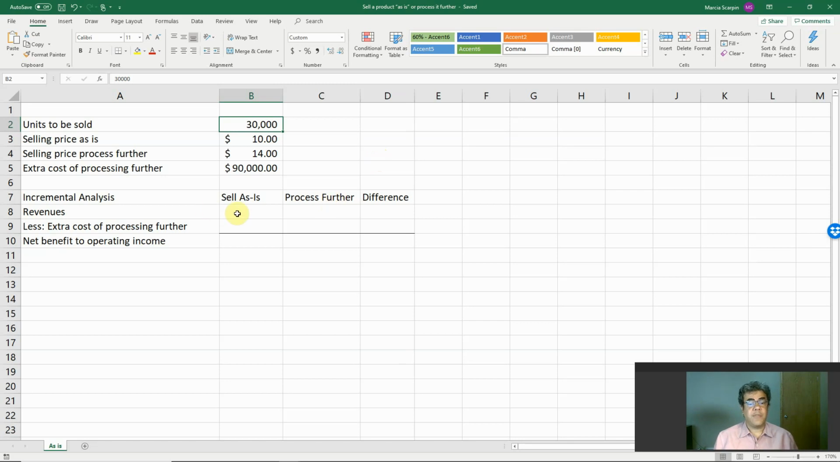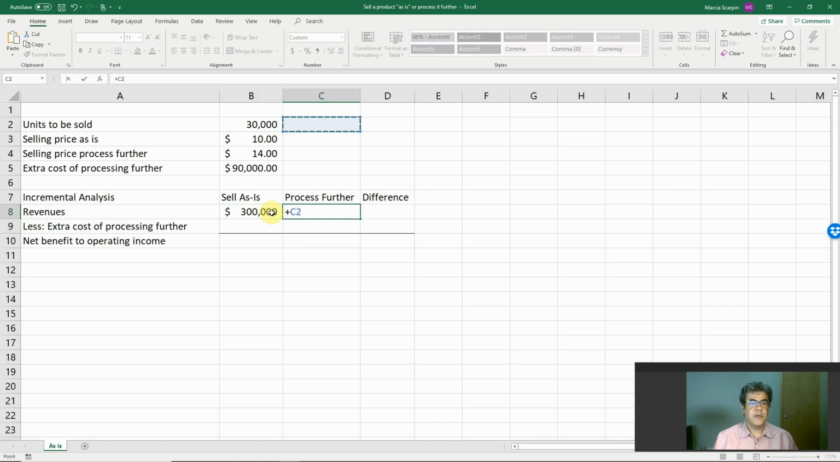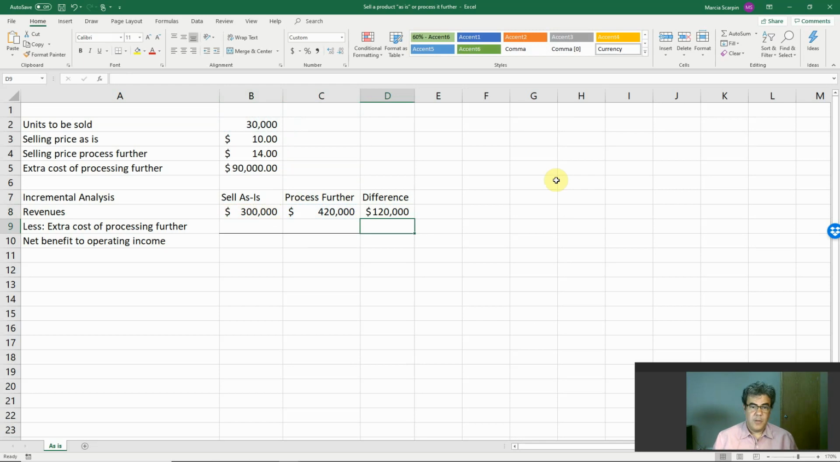With the incremental analysis. First of all, our revenue, 30,000 times $10, our revenue as is. If we process further, 30,000 times 14. So our difference will be $180,000.